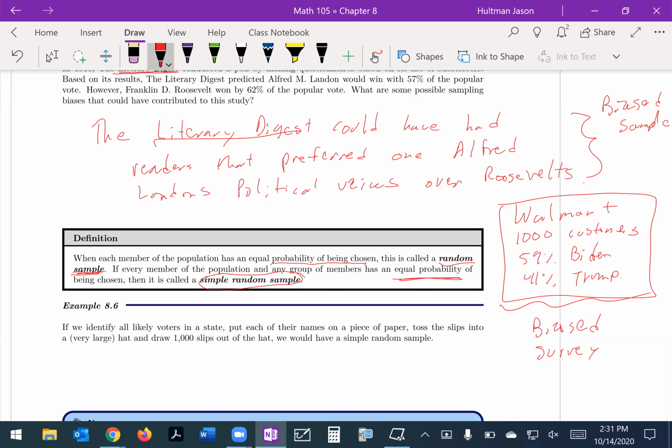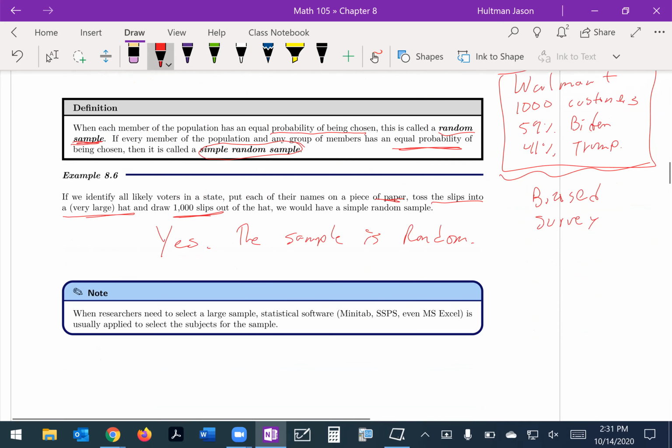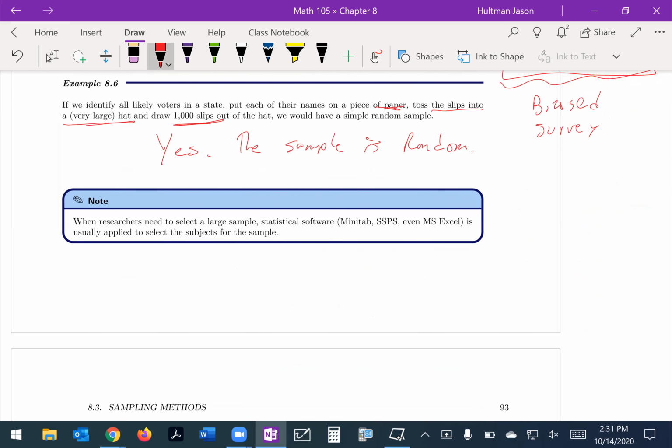Okay, if we identify all likely voters in a state, put each of their names on a piece of paper, toss the slips into a very large hat, and draw 1,000 slips out of the hat, would we have a random sample? So yes, this is another way to get a random sample. The sample is random. When researchers need to select a large sample, statistical software is usually applied to select the subjects for that sample. So we can use some software.